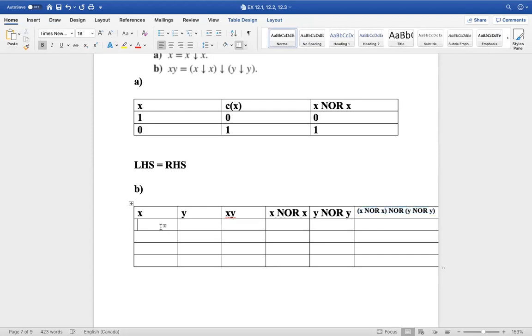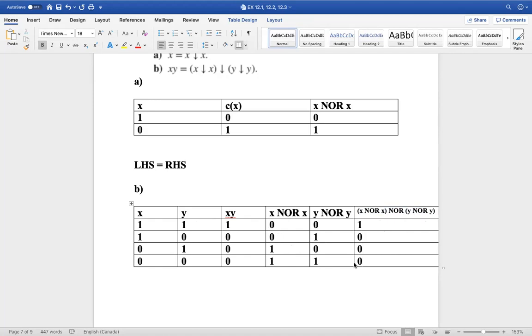This sounds good. So x is 1, 1, 0, 0 and y is 1, 0, 1, 0. X dot y is 1, 0, 0, 0. X NOR x is 0, 0, 1, 1, since NOR is basically just like taking the complement. Y NOR y, the complement of y itself, becomes 0, 1, 0, 1. Now taking the NOR of these: 0 NOR 0 is 1, 0 NOR 1 is 0, and so on.